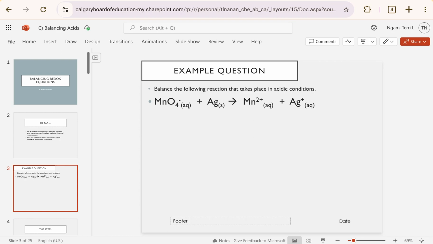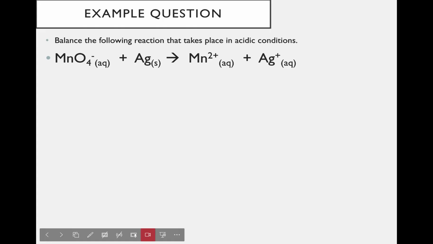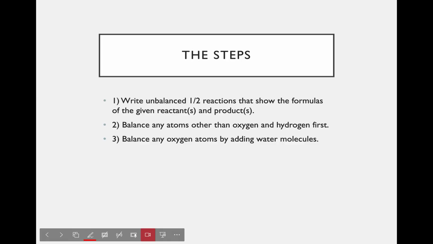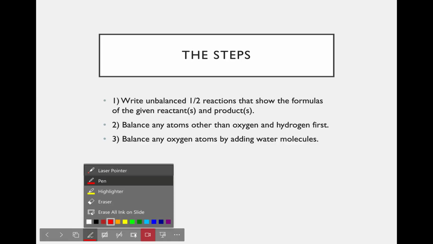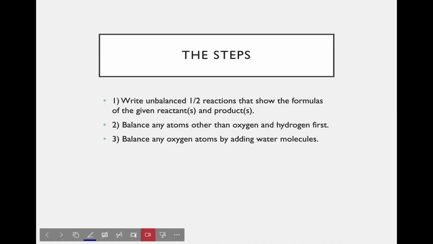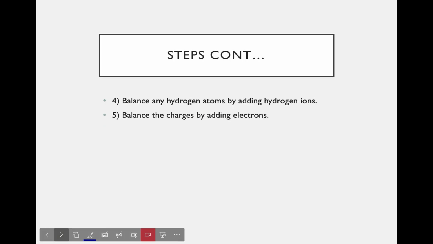Okay, so the next thing we're going to look at is balancing in acidic conditions. When you're going to balance in acidic conditions, there's a series of steps that we're going to have to follow. So let me just grab this pen here, and our steps are what's written out here. You want to first write half reactions, then balance anything that's not oxygen or hydrogen, and then you balance oxygen by adding in water, and then there should be our next step, you balance hydrogens by adding in the ions, and the last step is balancing electrons.